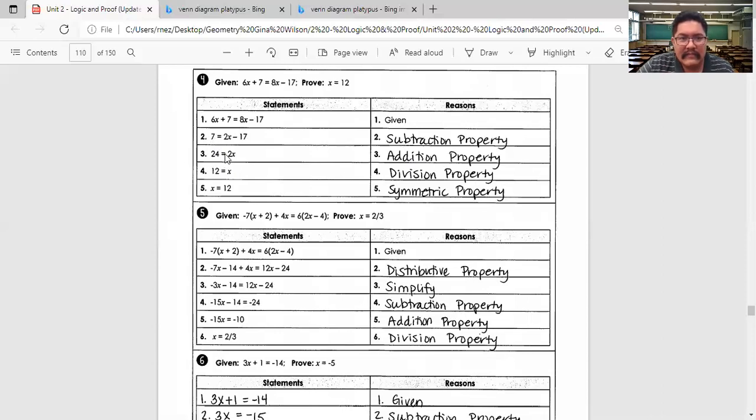So if we divide both sides by 2, x is going to be by itself. 24 divided by 2 is going to be 12. Now we have that same problem. Well, let's write down what we say happened. So what happened was division. We divided both sides by 2. And then from step 4 to 5, we just switched it. We switched the side. So that would be the symmetric property. So by switching it, we now have the symmetric property.